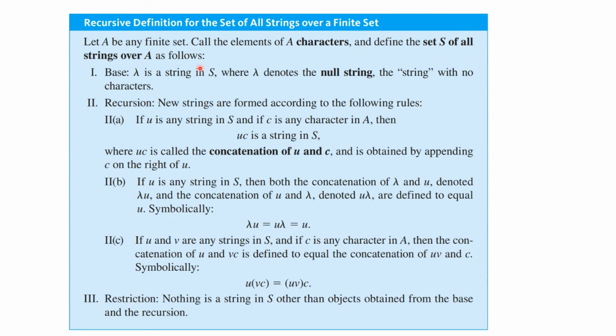So here is a recursive definition for all strings over a finite set. Let A be any finite set. Call the elements of A characters and define the set S of all strings over A as follows. And again, this is the recursive definition. We had a different definition before. So lambda is a string, and lambda is the null string, the string with no characters. But then the recursion step is new strings can be formed according to the following three rules. If U is any string in S and C is any character, then UC is a string in S, where UC is the concatenation of U and C and is obtained by appending C to the right of U.